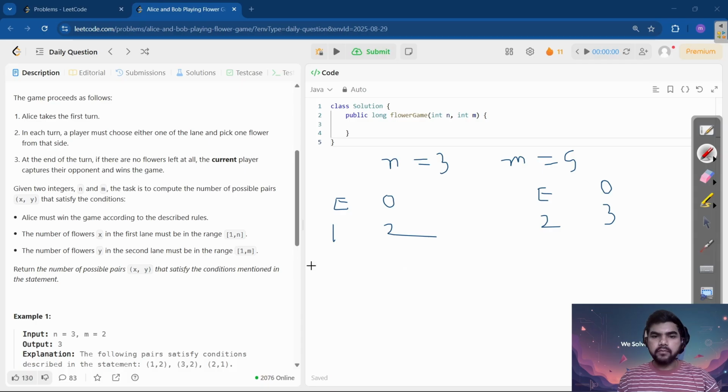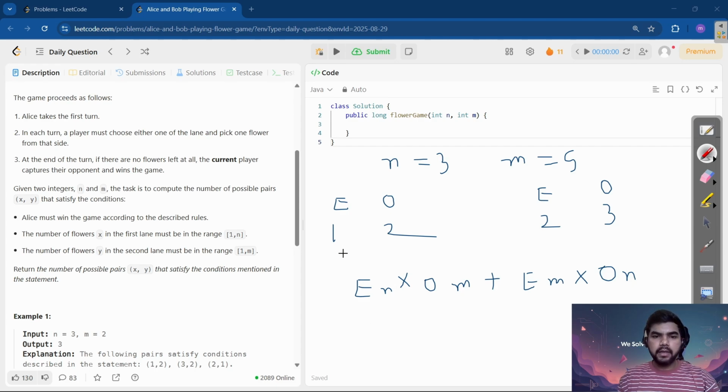Okay, the first pair means even n into odd m plus even m into odd n. So this will give us the answer. Okay, we just need to find the even-odd combination pairs, right? So with this we can find it.